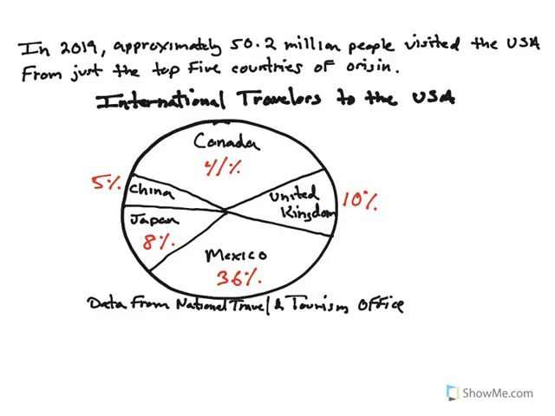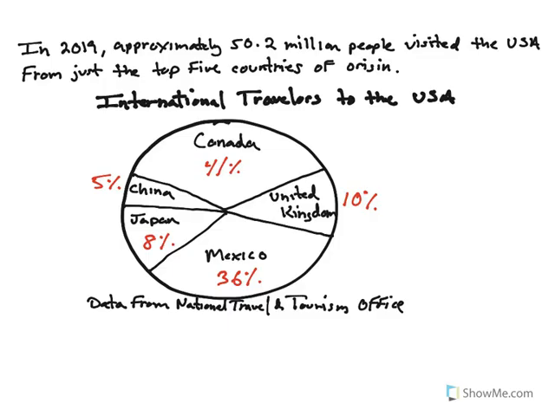And then additionally, if you look at this pie chart, which is the international travelers to the United States, in 2019, approximately 50.2 million people visited the U.S. from just the top 5 countries of origin. And Canada, as you can see, the pie chart has 41%, 10% for the United Kingdom, 36% for Mexico, 8% for Japan, and 5% for China.